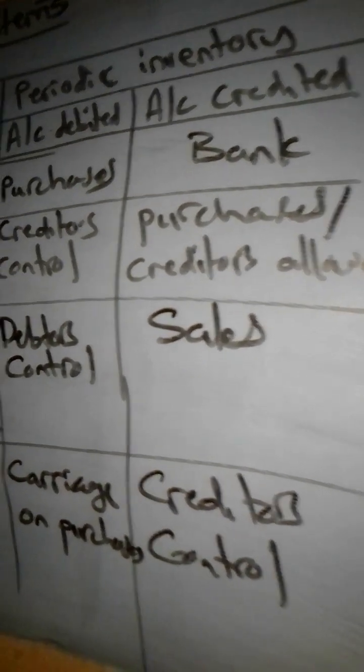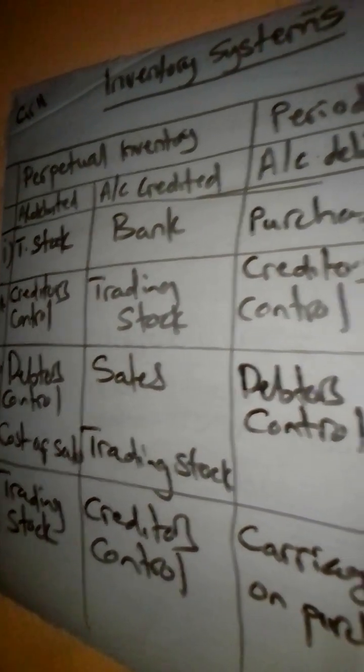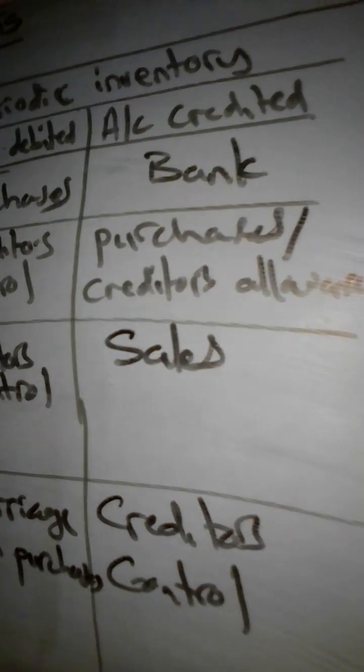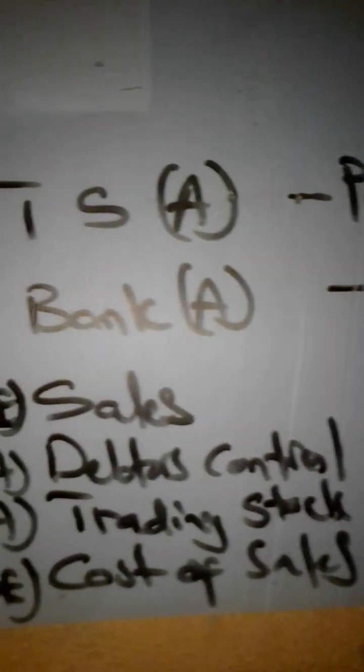Okay, this is how we do the double entry under the perpetual inventory system and the periodic inventory system. The account to be debited and the account to be credited. I hope my explanations were not that difficult, and you managed to understand exactly what I was doing. In the next video we are going to continue with 6.2 of the question, whereby we are being asked to calculate the cost of sales. Okay, thank you.